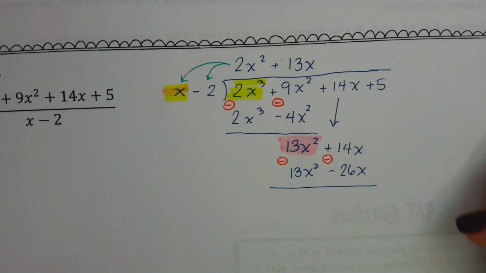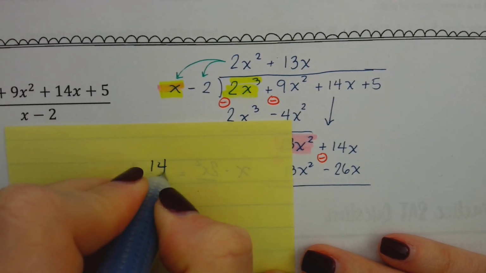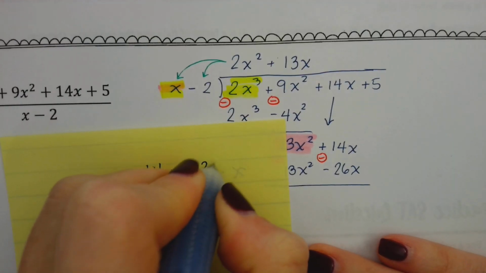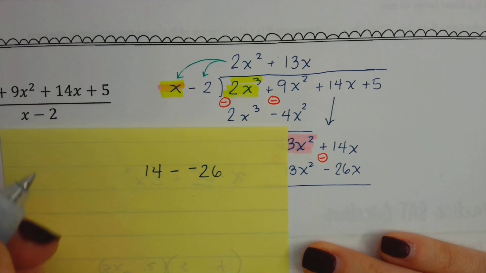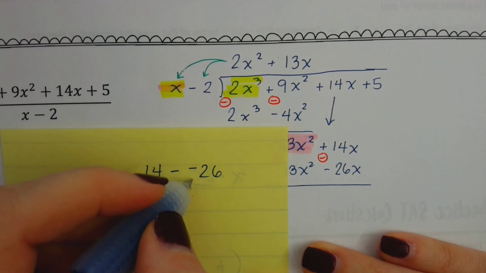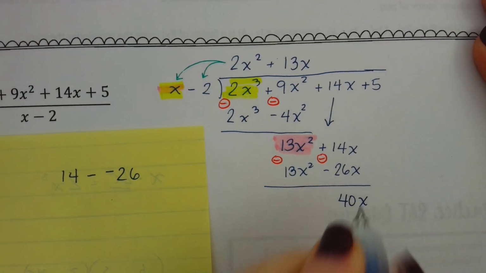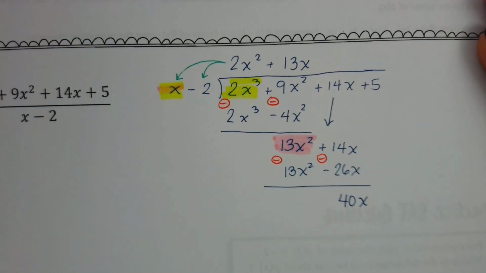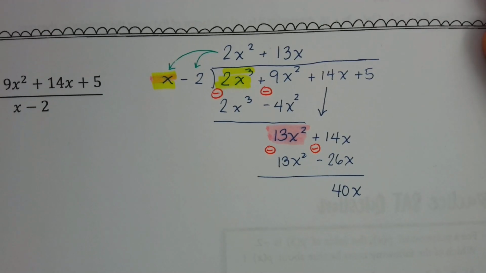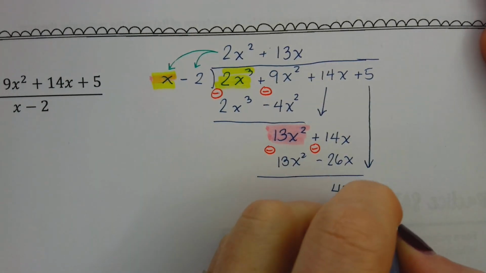The first one's going to cancel. 13x squared minus 13x squared. And then we're going to have 14 minus negative 26. What does that turn into? 40, right, because the two negatives turn into a plus. So that's 40x. We've got one last round of that, so we still need to bring down the 5 on this one. So we're going to bring that one down, plus 5.